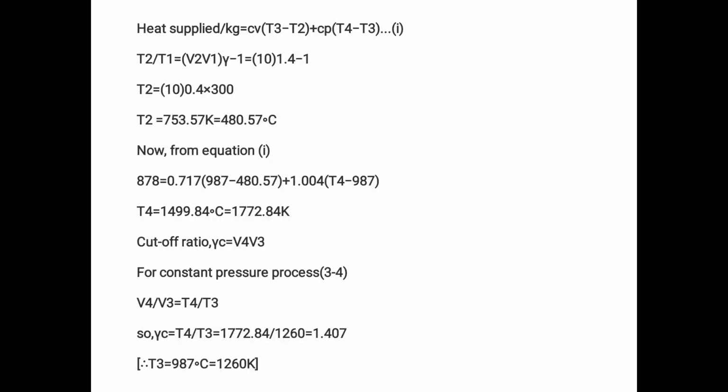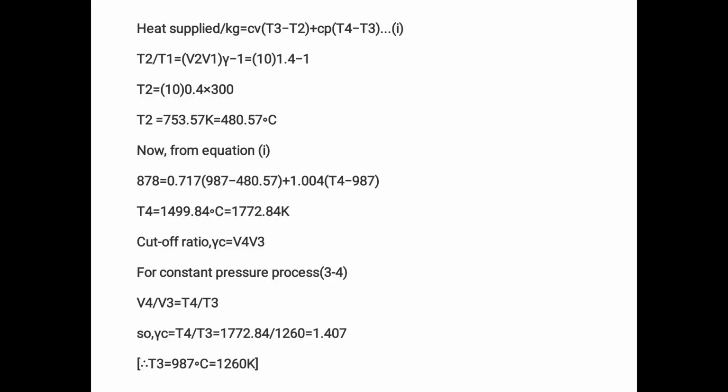First of all, heat supply. We know Q equals Cv into T3 minus T2 plus Cp into T4 minus T3. We know only some of the values, so find out the remaining values. First of all, the TV relation. We are taking the PVT relation. From this PVT relation, T2 by T1 equals V2 by V1 the whole raised to gamma minus 1. We know the value of the compression ratio. From this we have to find the T2 value. So finally we got the T2 value equal to 753.57 Kelvin.